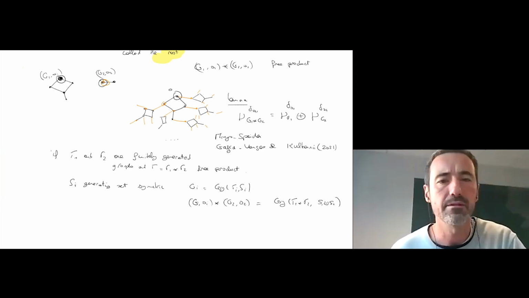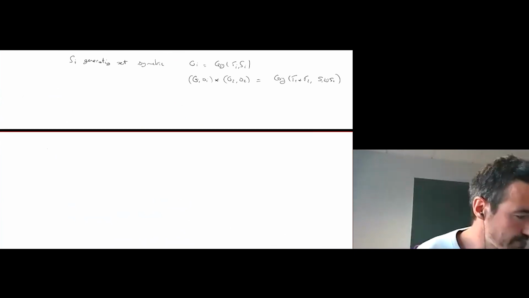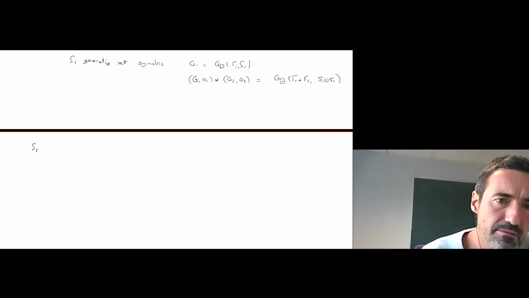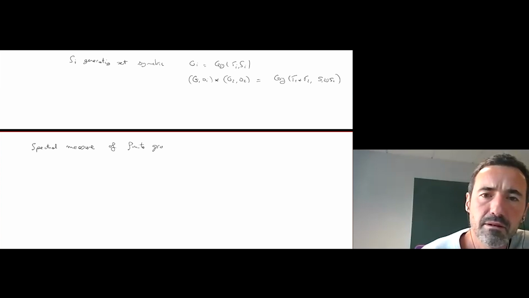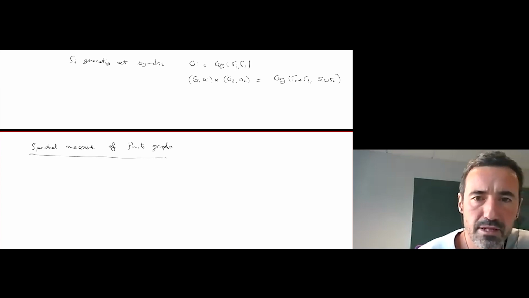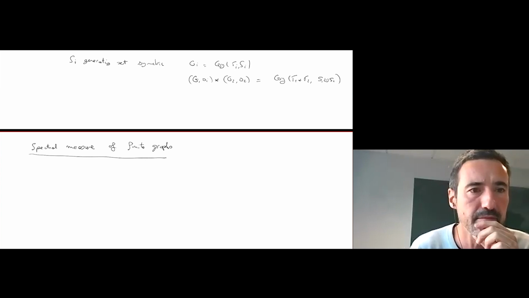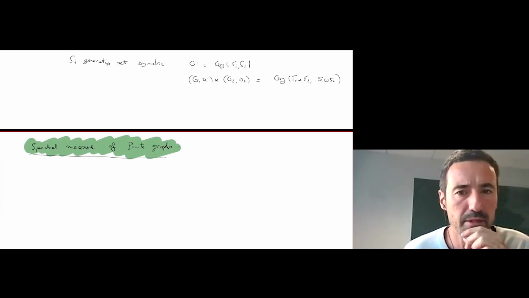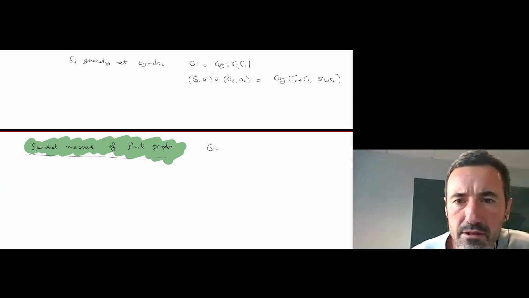Okay, now for finite graphs, we would like to make some more precise explicit computation. But before that, when my graph is finite, these spectral measures are pointed, which means it's a spectral measure related to a specific vector. But let's consider a graph which is finite.